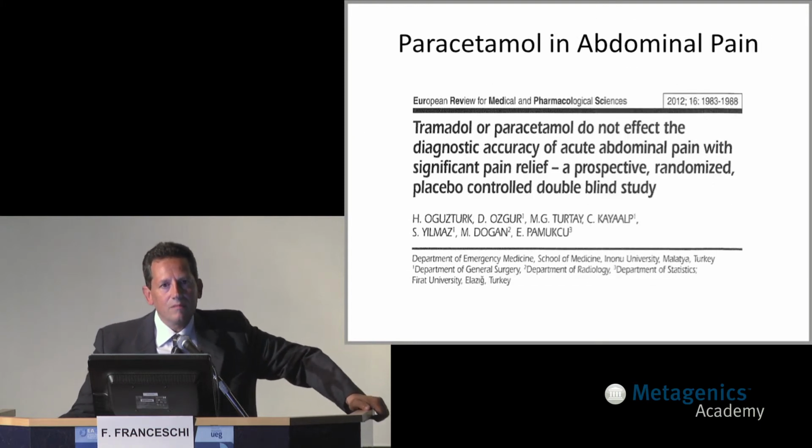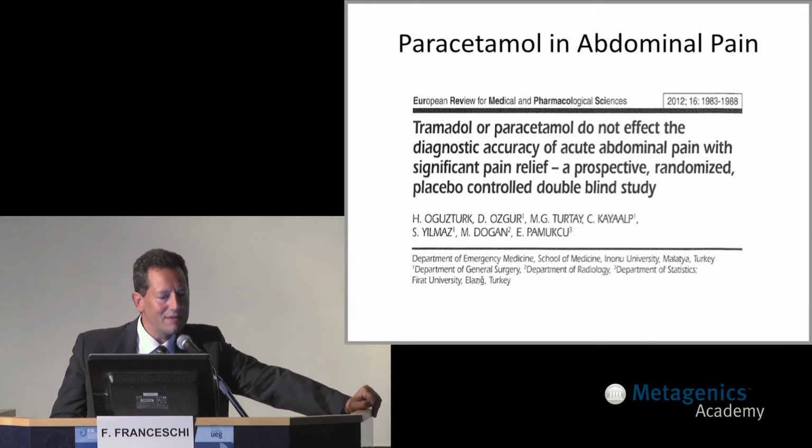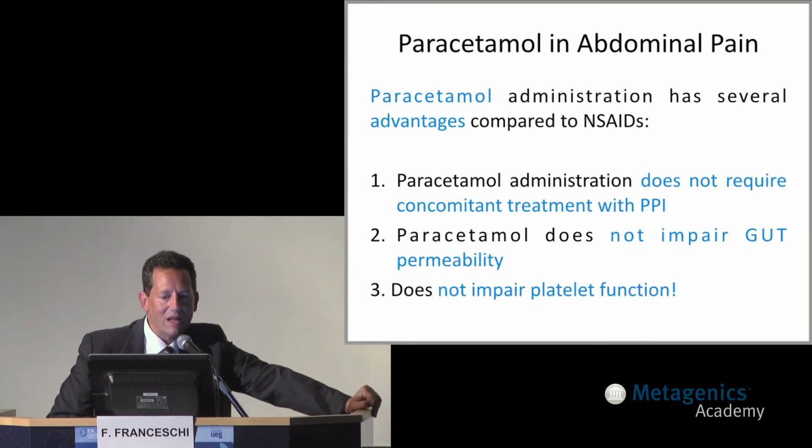Most physicians believe that the treatment of abdominal pain may affect the diagnostic accuracy of the abdominal pain. This is not true. So we can use tramadol or paracetamol, and both of them do not affect the diagnostic accuracy.